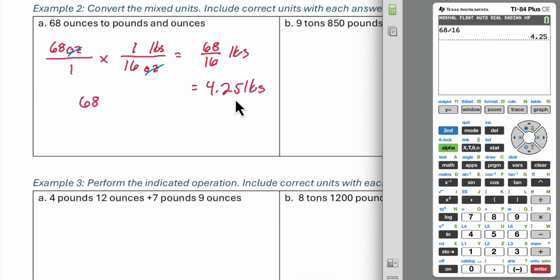68 divided by those 16 ounces. Notice we have 68 divided by 16. This will go in 4 times. 4 times 16 is 64. Subtract, and we get a remainder of 4. That remainder is actually ounces. So we have 4 pounds and 4 ounces.